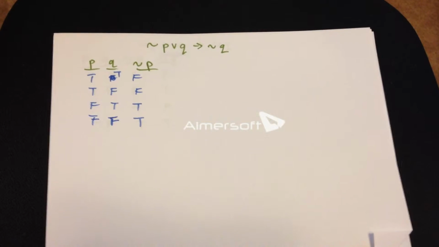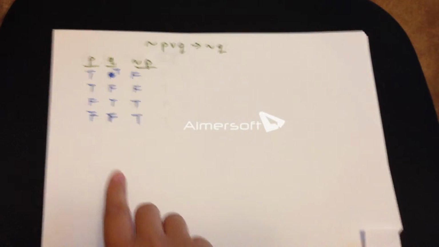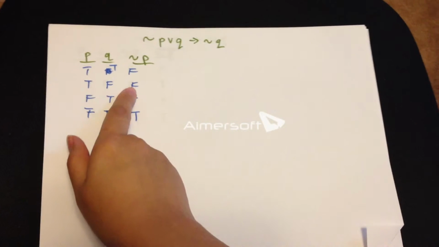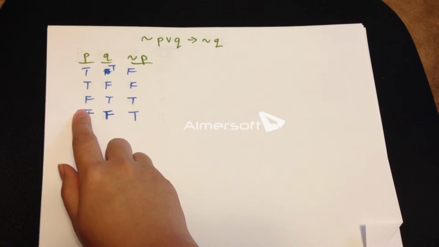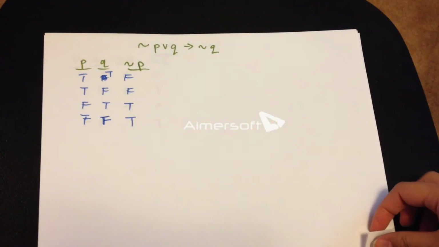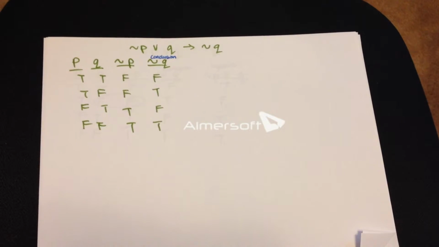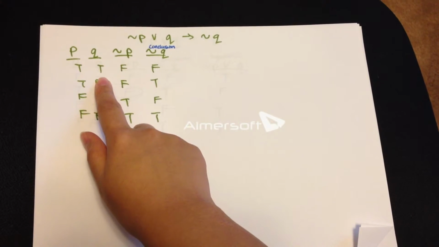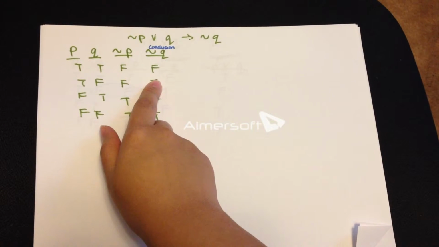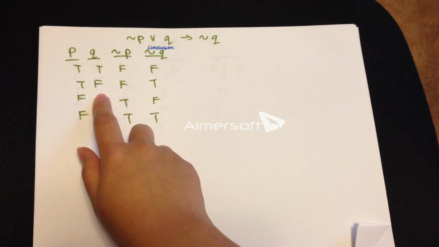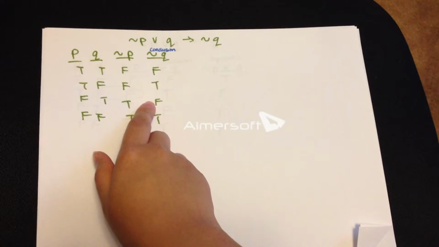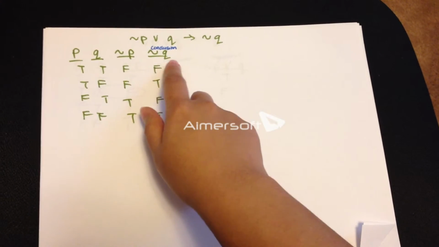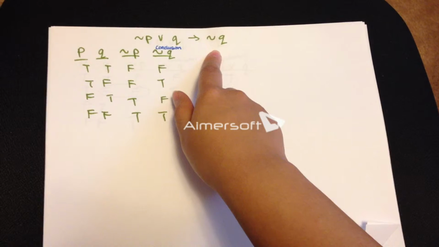Now here I added the column for not P. Basically this is the opposite of P. So whatever is true is false, and then whatever is false is true. And then same here for Q. Whatever is true for Q is false for not Q, and then whatever is false for Q is true for not Q. Now up here I wrote that it was a conclusion because, as you can see, this is also the conclusion to our question.